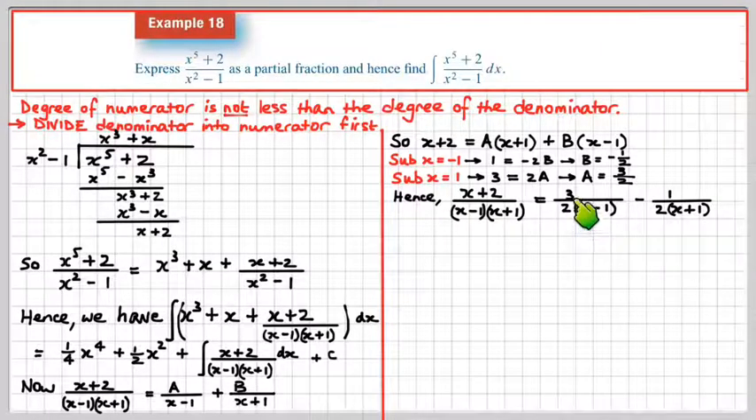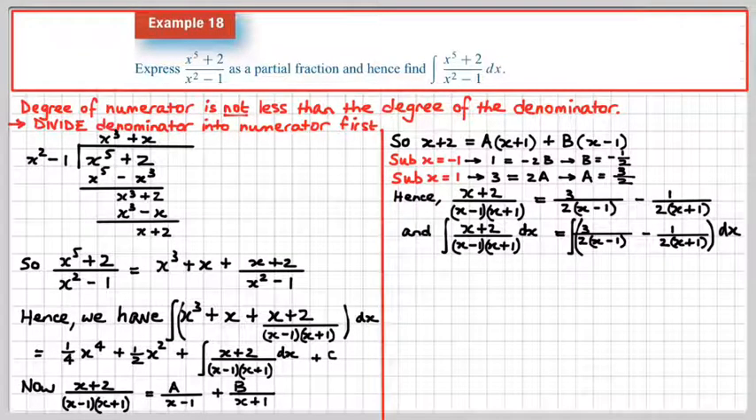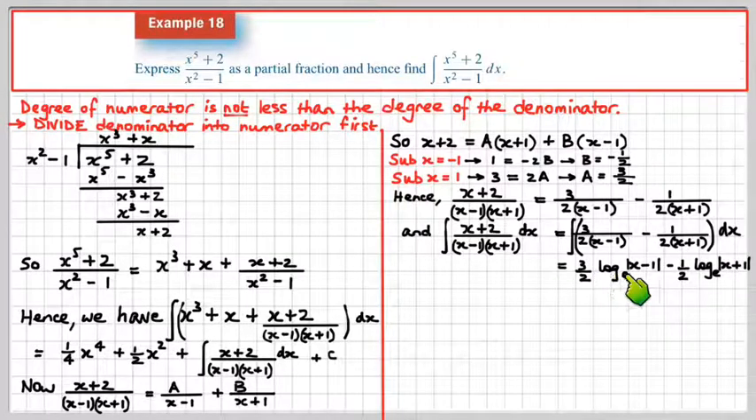Where's A gone? Yes, A was over x minus 1. That's right. So A is 3 over 2. B was minus a half. That's right. Loggy ones again, guys, when you integrate those. That's what we're going to do when we get the integral of that. So that's going to be 3 over 2 times the log of the modulus of that beastie minus a half of the log of the modulus of this beastie.